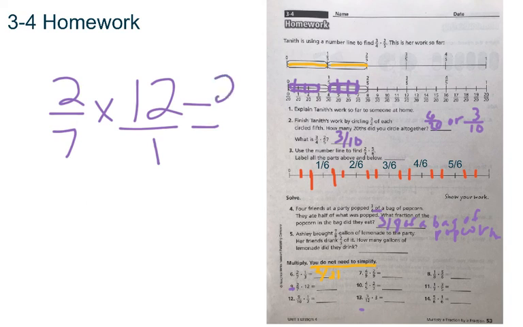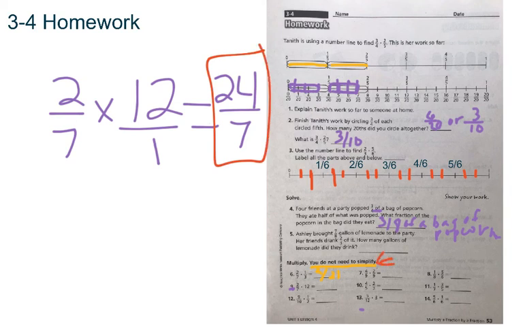And 12 times 2 is equal to 24. And 7 times 1 is equal to 7. So you are left here with an improper fraction. And according to the directions, you do not simplify, so you leave that alone. And so your answer is just going to be 24/7. All right, kiddos, go ahead and finish out the page.